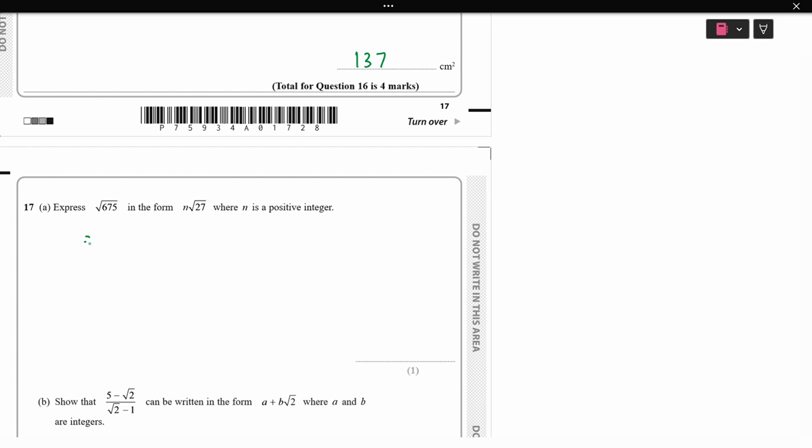Okay, so the next question: the square root of 675 in the form n root 27. So the square root of 675, we can write 675 when we divide by 5 and get 135. Next, again divide by 5 and we get 27. So we can write 5 squared times 27, which is 5 root 27. The final answer is 5 square root of 27. Still we can go further, but they told us to stop here, so we'll stop at this place.